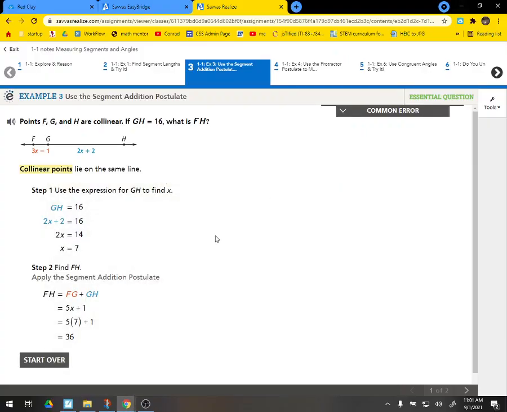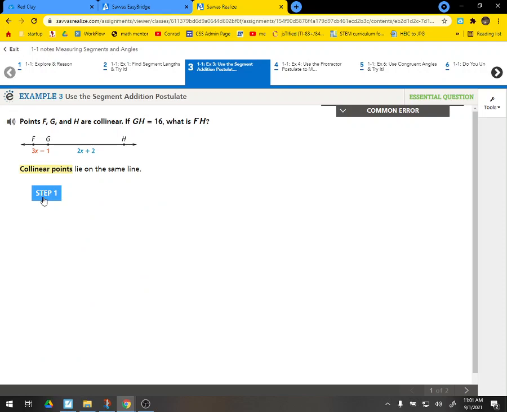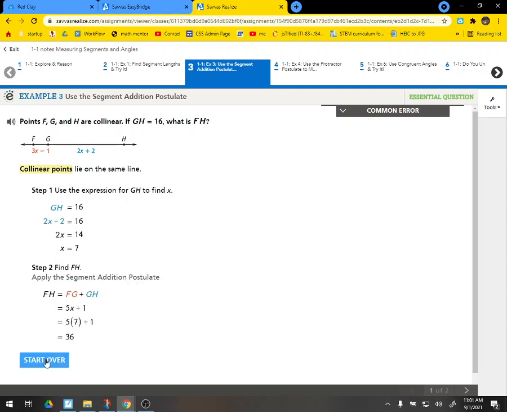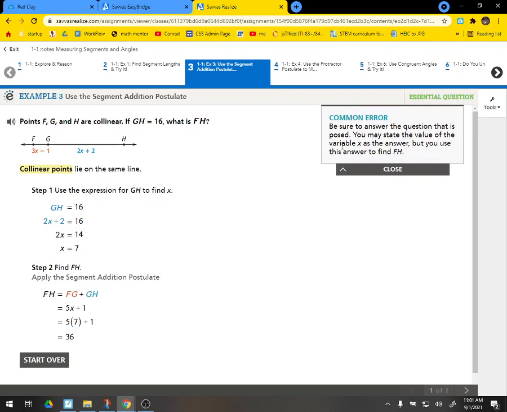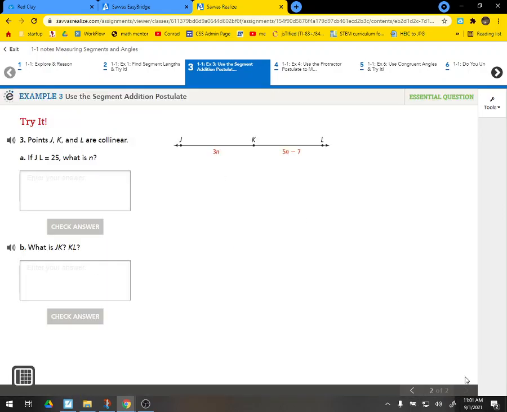So same answer, different way to do it. Which way is better? The way that makes more sense for you, the way that works for you. What's a common error? Be sure to answer the question that is posed. Yep, I don't know if you noticed, I started thinking, oh, I'm probably just going to go find out whatever this piece is. But it actually asks me to find the whole FH.